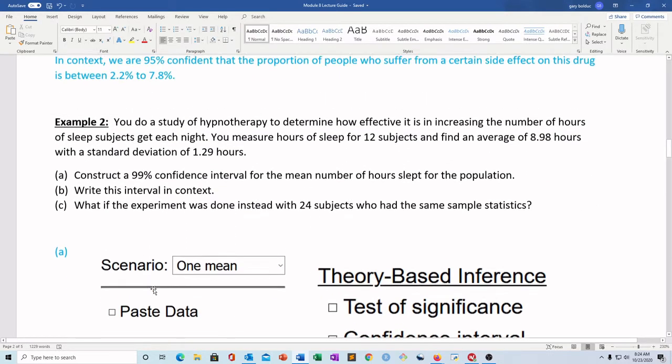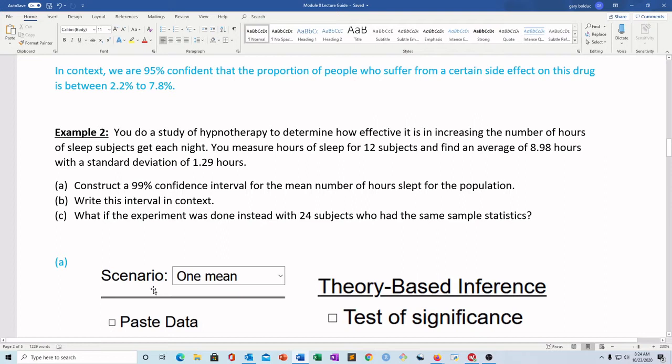Okay, so let's try example 2. We're doing a study of hypnotherapy to determine how effective it is in increasing the number of hours of sleep subjects get. We measure the hours of sleep for 12 subjects and find an average of 8.98 hours with a standard deviation of 1.29 hours. A says construct a 99% confidence interval for the mean number of hours slept for the population.